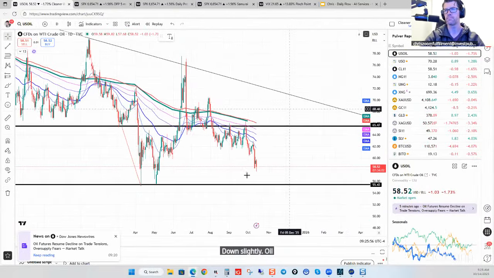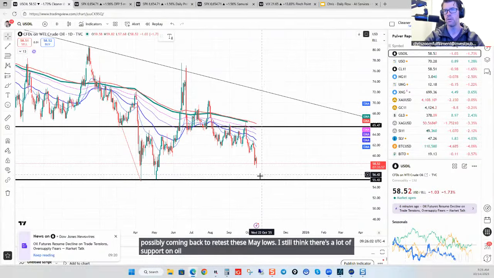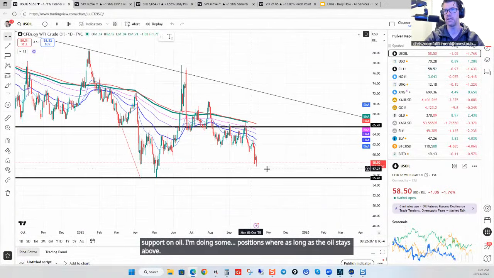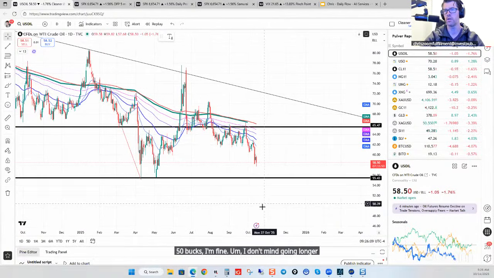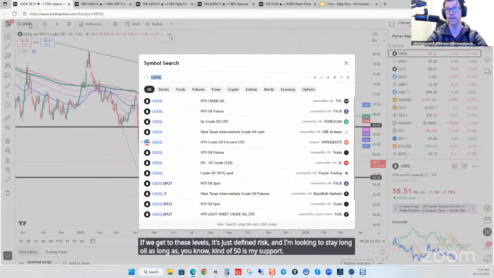Oil possibly coming back to retest these May lows. I still think there's a lot of support on oil. I'm doing some positions where as long as oil stays above $50, I'm fine. I don't mind going longer oil. If we get to these levels, it's just defined risk, but I'm looking to stay long oil as long as 50 is my support, which is out of the way right now.